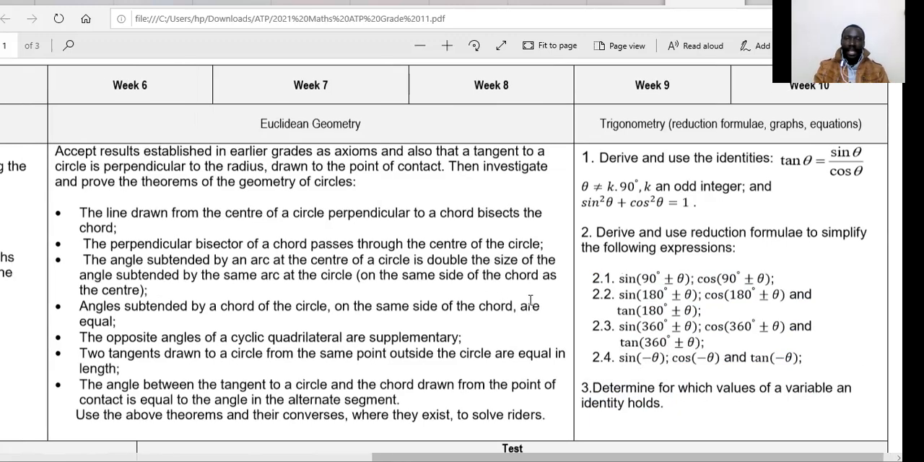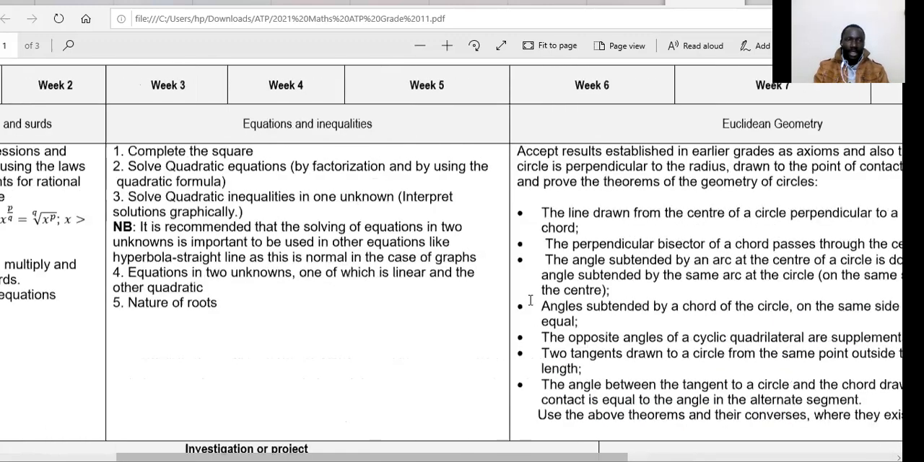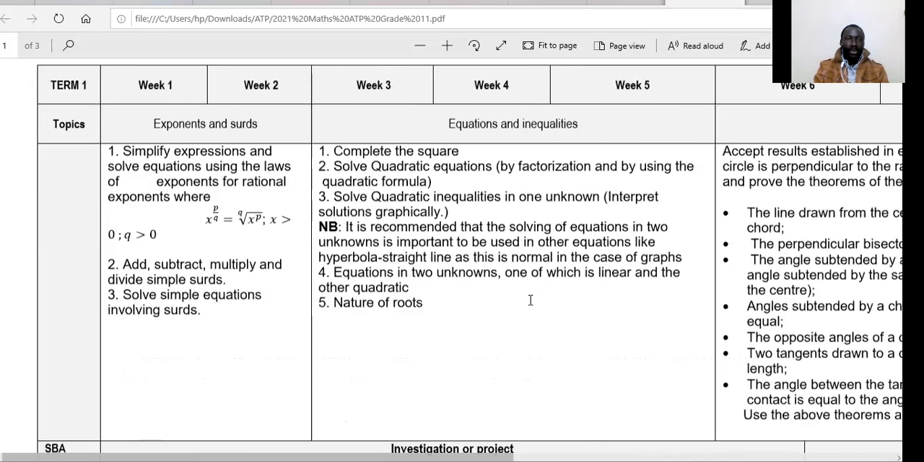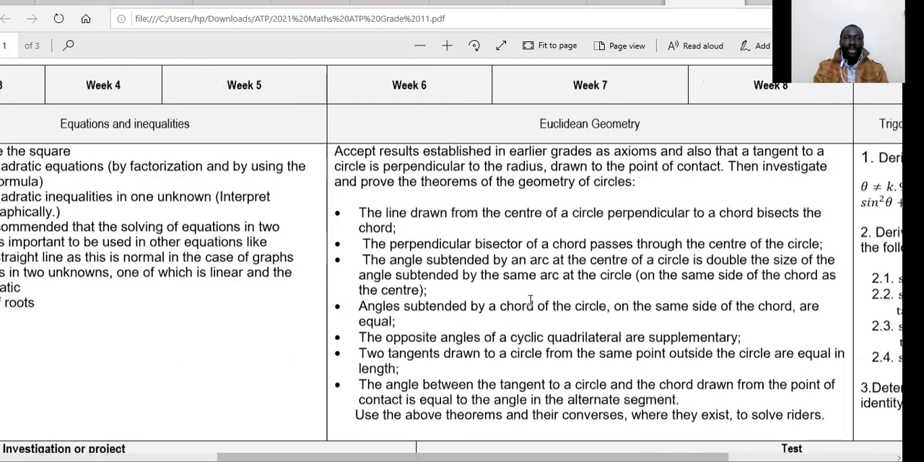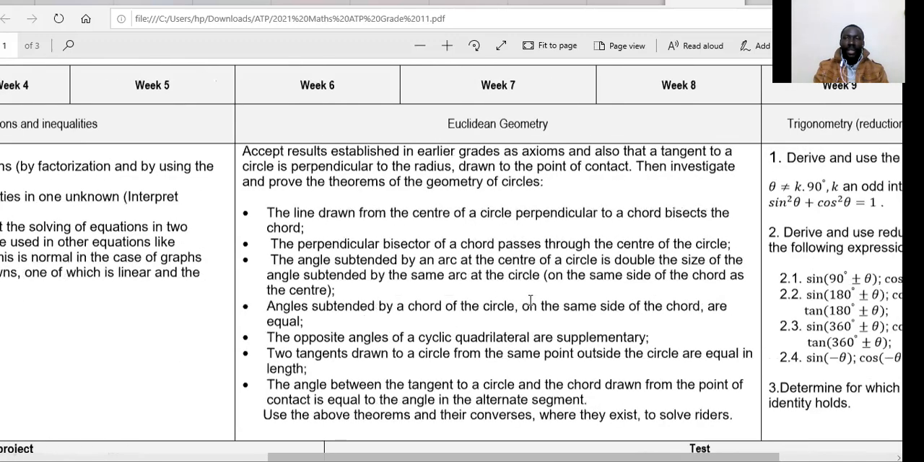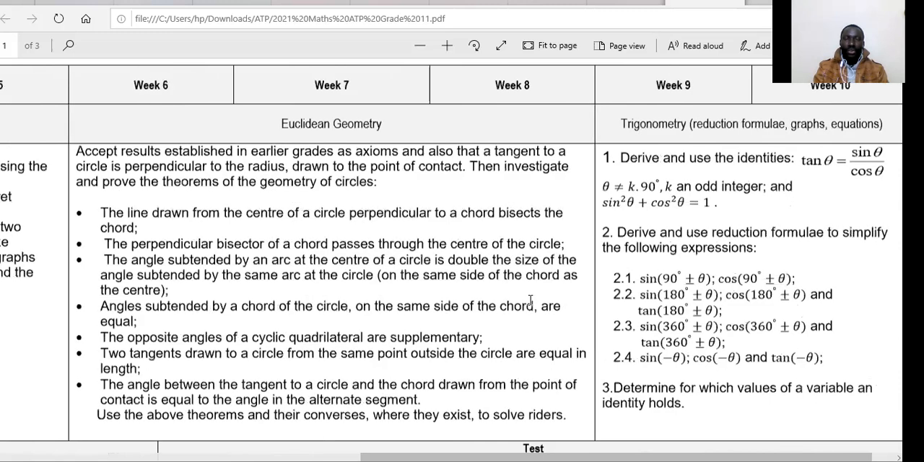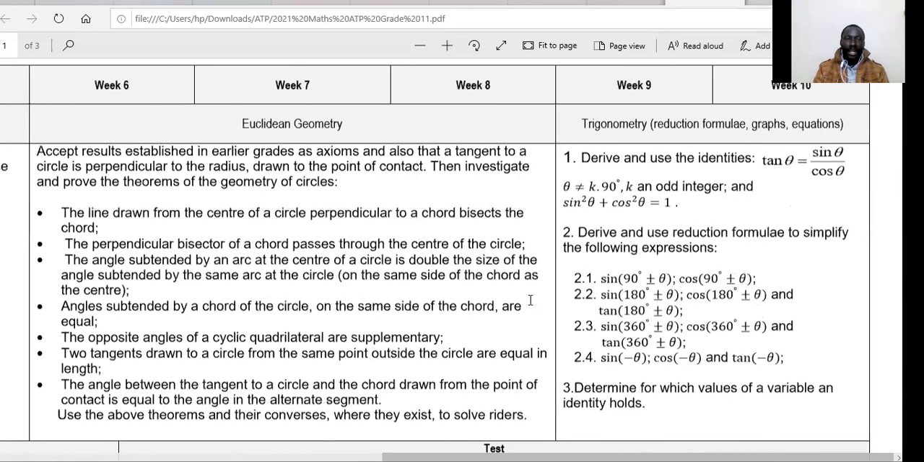Again, there are in total 4 topics. The first topic being exponents and surds, the second one being equations and inequalities, then the third one being Euclidean geometry, and the fourth one being trigonometry. That is for the topics to be covered.